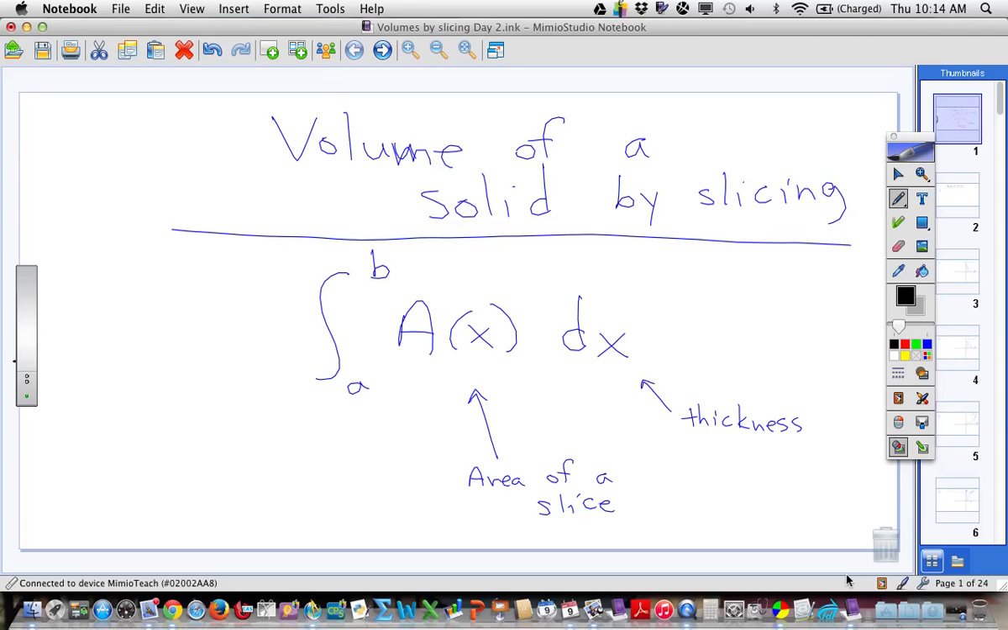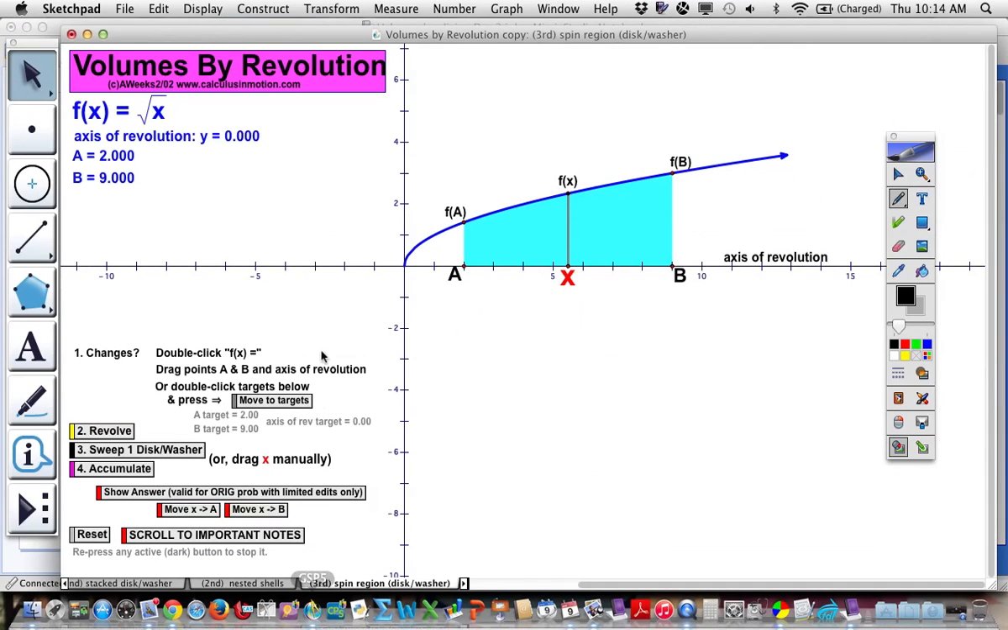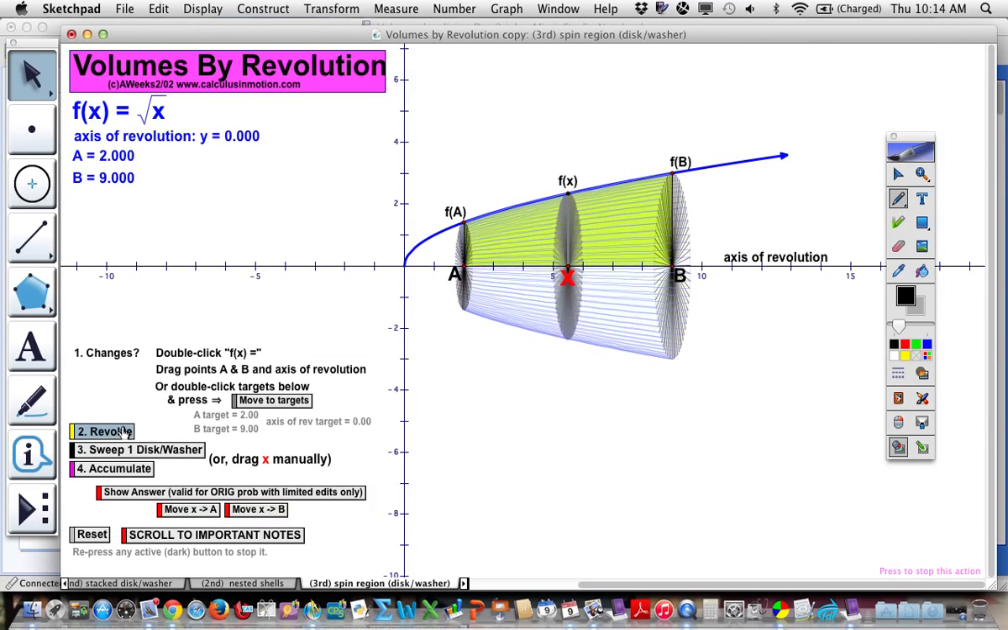So the key to this is this right here. We need the area of the slice. So we need to know what the shape of the slice is. Okay? This method only works when the slices all have the same shape. All right? The most basic one that we've worked on so far is, say we have this solid right here, this blue region. We're going to revolve it, and these are called solids of revolution, like you see I wrote over here.